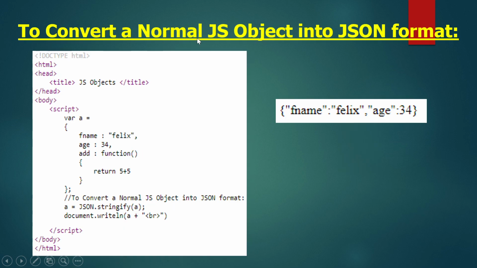And to convert a normal JS object into JSON, we have to use JSON.stringify. So we are using JSON.stringify of A here, which will give the same output, but the way we convert is different. We are converting a normal JS object into JSON format.